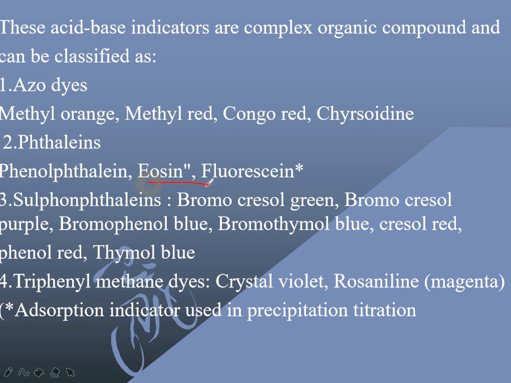Eosin and fluorescein are also called adsorption indicators, which are used in precipitation titration. The third type is sulfonphthaleins. Here the examples are bromocresol green, bromocresol blue, bromocresol purple, bromothymol blue and cresol red, etc. The fourth is triphenyl methane dyes, which include crystal violet and rosaniline, also called magenta.